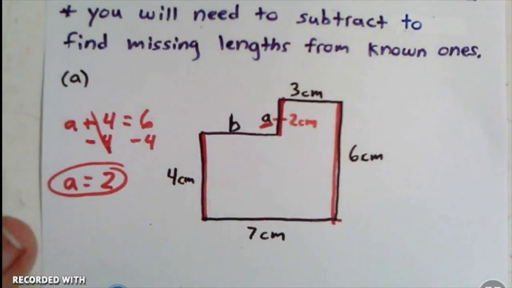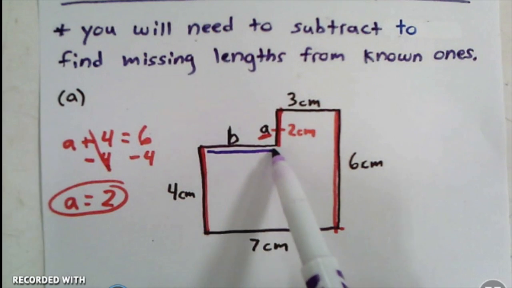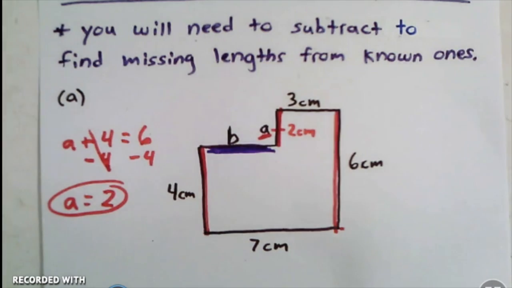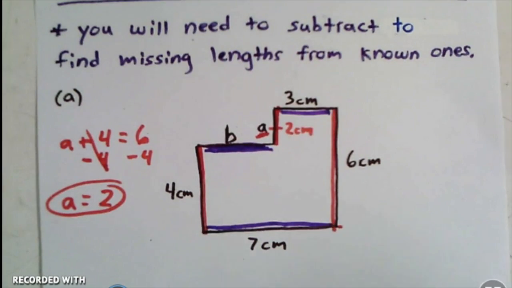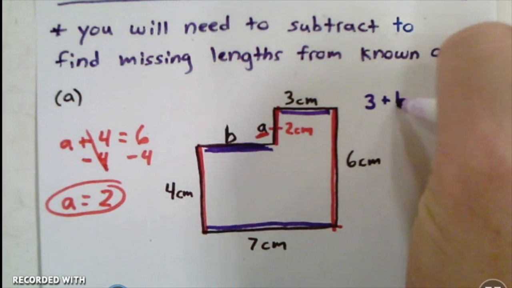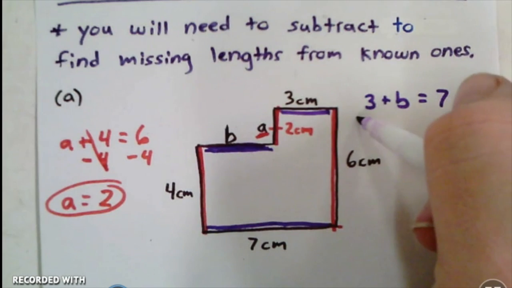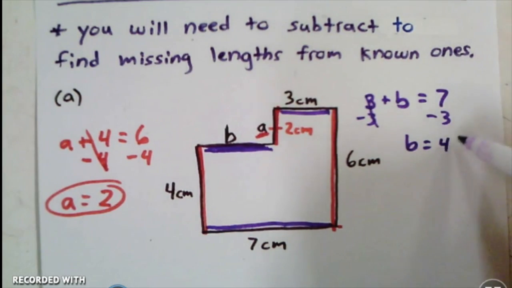All right, do we see any other missing measurements? Yeah, we sure do. We have this B, which is referring to this side length right here. In order to find B, I want to look for the other ones that are the width. So here I've got 7 centimeters, and here I've got 3 centimeters. So I could say that 3 plus B equals 7. Therefore, I'm going to subtract 3, so B equals 4.